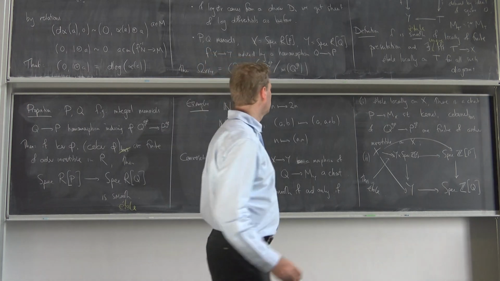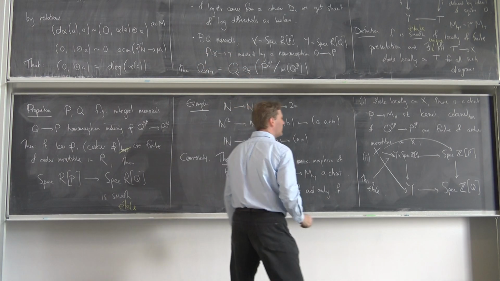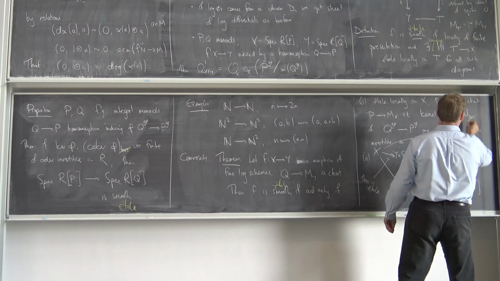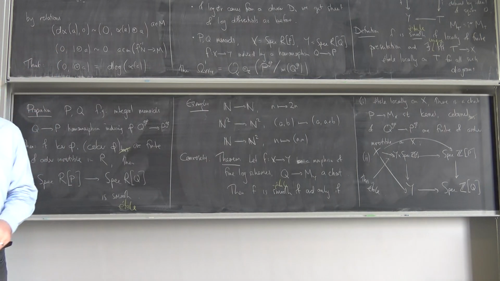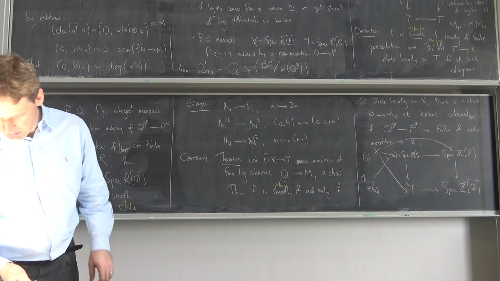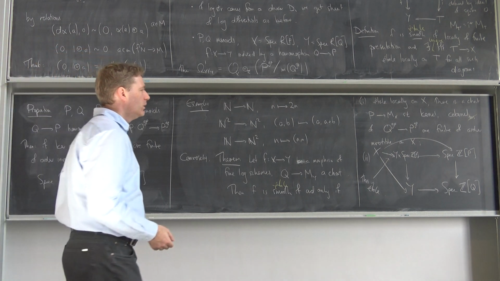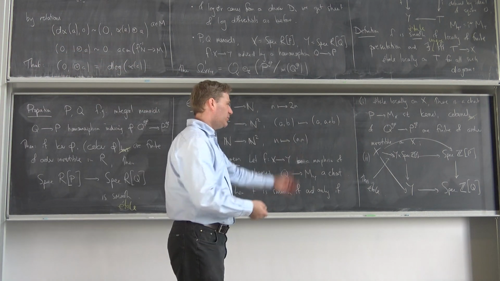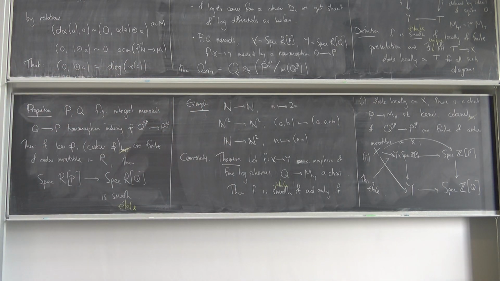I can write the theorem here, and I can delete that. I get another theorem. So it says that if you understand what these types of morphisms look like, then you understand étale locally what smooth morphisms look like.